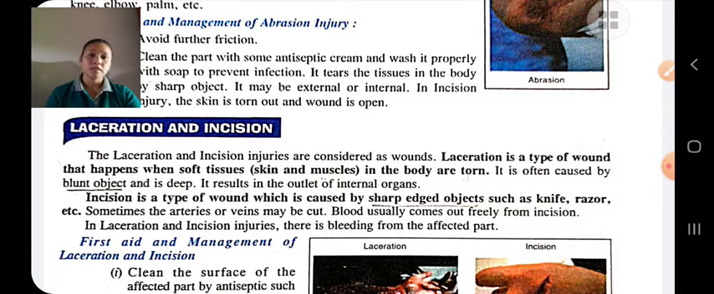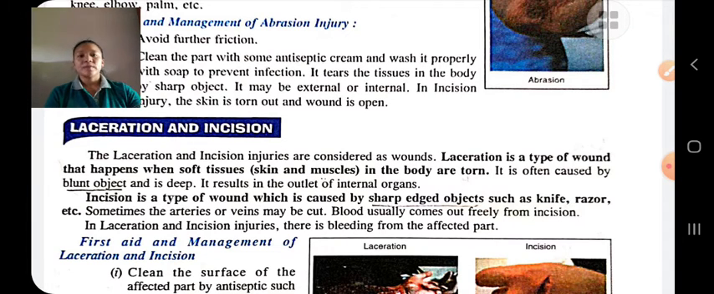Incision is also a type of wound, but it is caused by a sharp-edged object like knives, razors, etc. In this, sometimes the arteries and veins may be cut and blood usually comes out freely from the incision. Lacerations and incisions are both wounds, but laceration is caused by a blunt object, and incision is caused by a sharp-edged object.